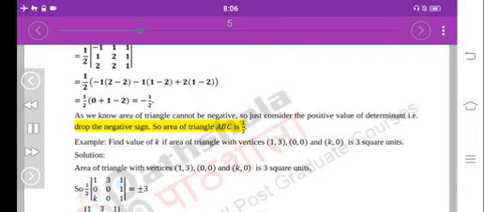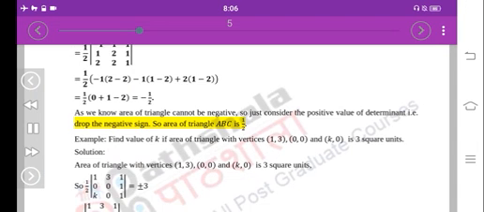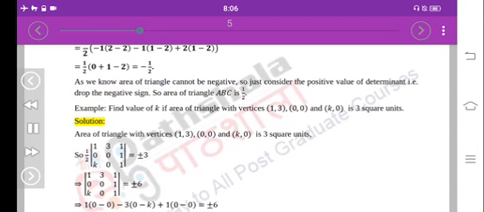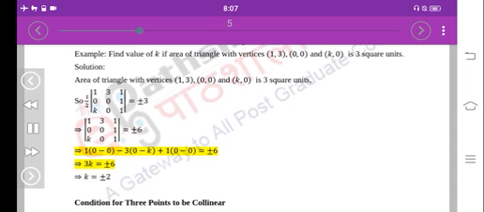Example. Find value of k if area of triangle with vertices (1, 3), (0, 0) and (k, 0) is 3 square units. Solution. Area of triangle with vertices (1, 3), (0, 0) and (k, 0) is 3 square units, so 1/2 times the determinant with rows 1, 3, 1; 0, 0, 1; k, 0, 1 equals plus or minus 3. Implies the determinant equals plus or minus 6. Implies 1(0 minus 0) minus 3(0 minus k) plus 1(0 minus 0) equals plus or minus 6. Implies 3k equals plus or minus 6. Implies k equals plus or minus 2.